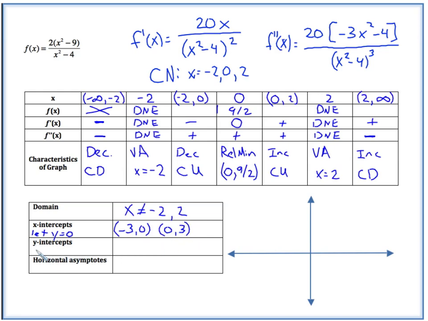Then for our y-intercepts, you let x equal 0. So we're going to go ahead and plug 0 in for x here. And you can see we get 2 times -9 over -4, and that is 9/2. So it's 0, 9/2. And the last thing we need to check for is any horizontal asymptotes. And we remember our BOBO BOTN EATS DC.